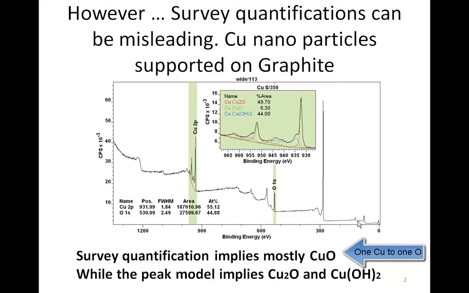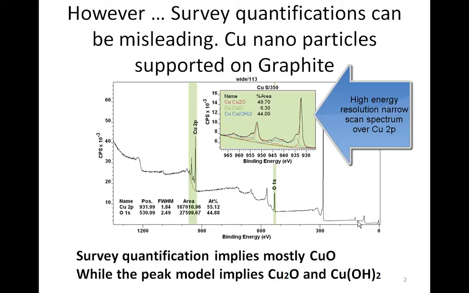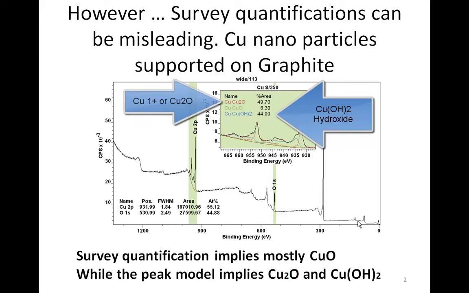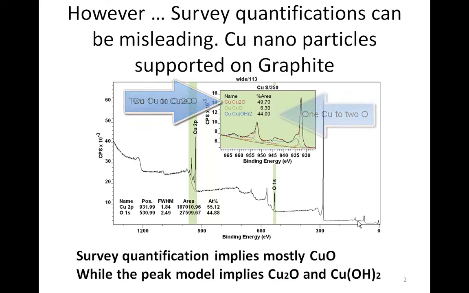However, when you look at the high resolution spectrum and you do a peak model based on using copper 1+, copper 2+ oxide and copper hydroxide, you can see that the peak model is suggesting that we've got roughly equal amounts of hydroxide and 1+ copper oxide, and the composition of these are 2 copper to 1 oxygen in one case and 1 copper to 2 oxygen in the other case. Therefore, the composition as measured by the survey spectrum should be about 1:1, which is exactly what we're seeing. So the survey is not giving us the full story, and we must do a peak model.